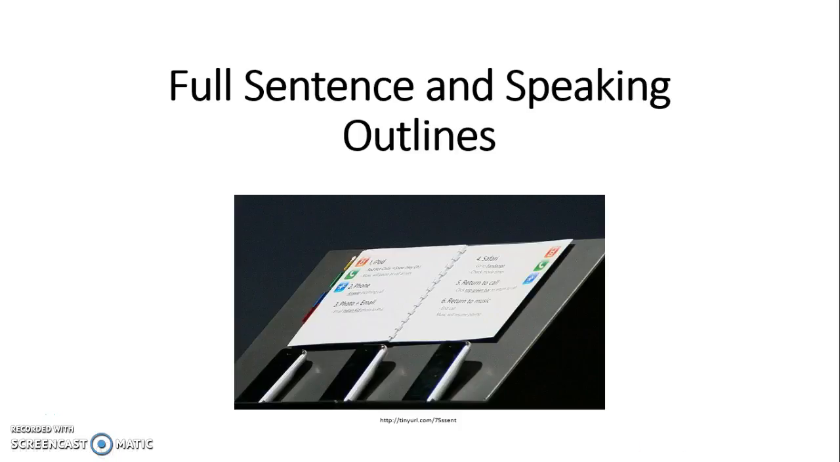Oftentimes, when students start to write their speech, they usually think, oh, I need to write out my speech the same way I would write out a paper. But then I say, no, don't write out your speech like a paper. Write it out more like an outline. And this sometimes causes a little bit of confusion. I think more so just because it's a new concept that most students haven't actually had to cover before.